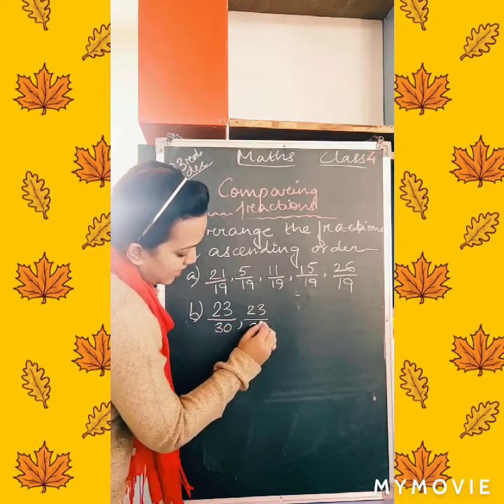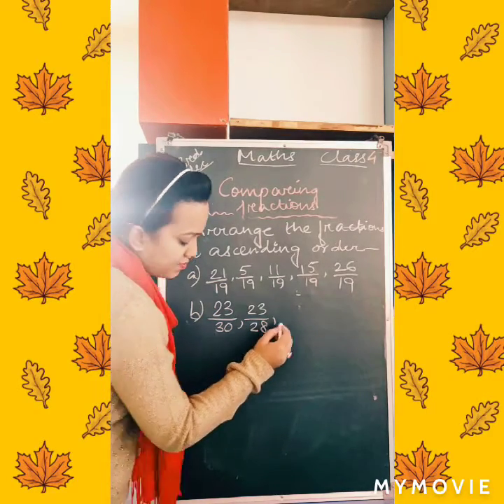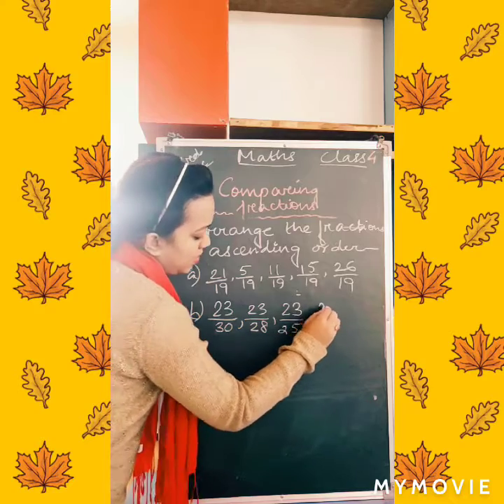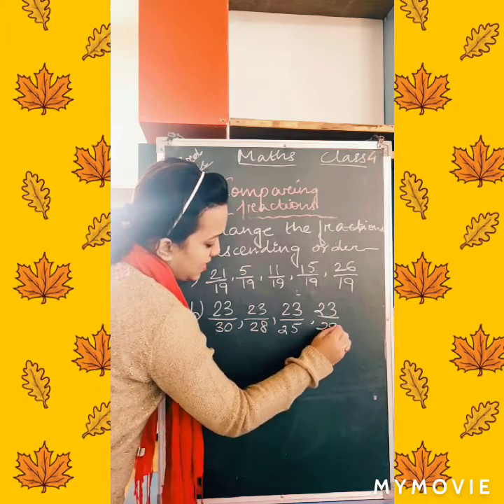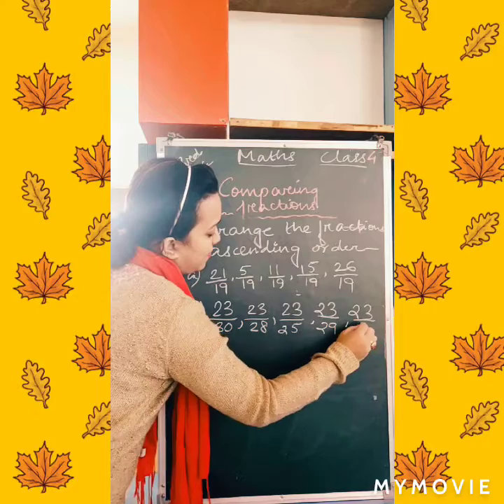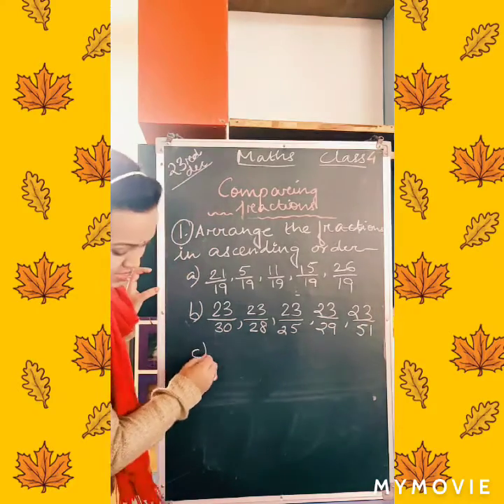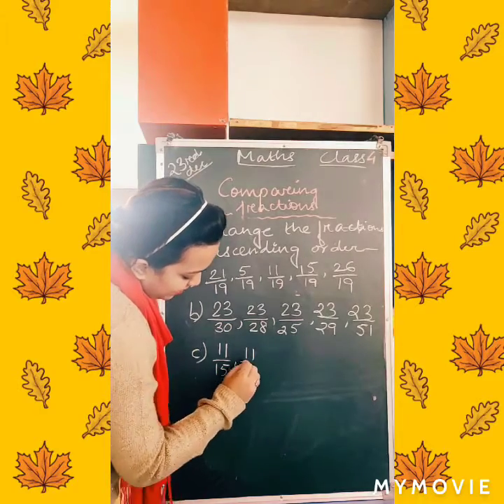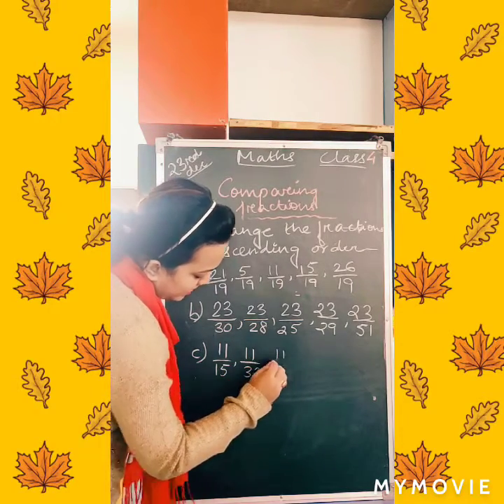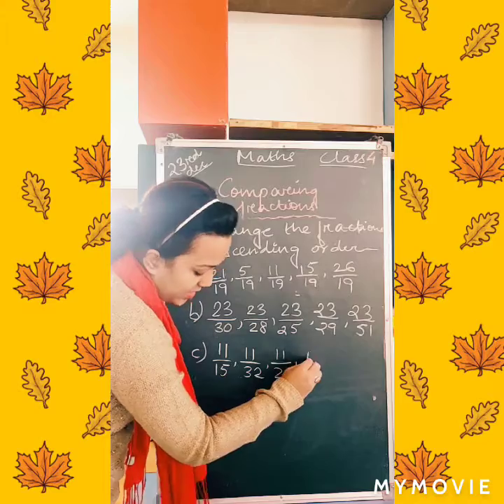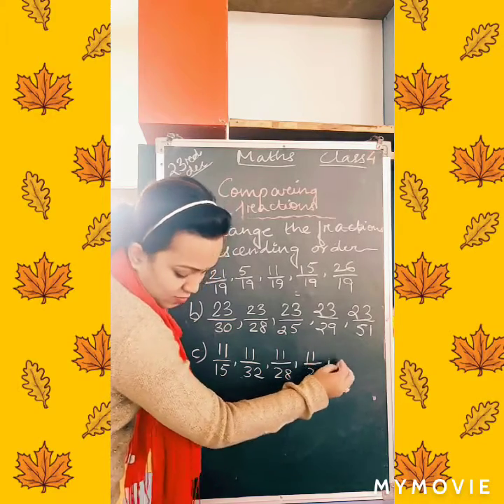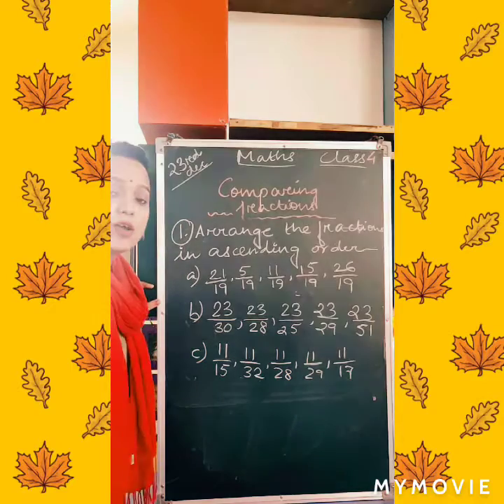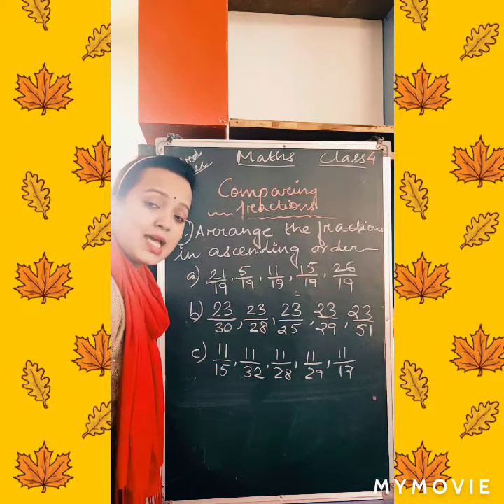23 by 28, then 23 by 25, 23 by 29, 23 by 51. Okay. Number C is 11 by 15, 11 by 32, 11 by 28, 11 by 29, 11 by 17. Okay, these are the questions that you are going to solve after you watch this video.